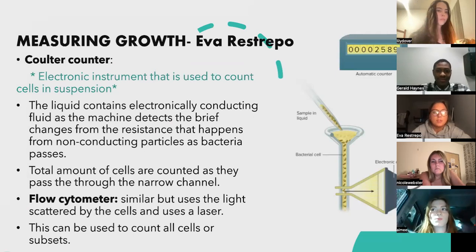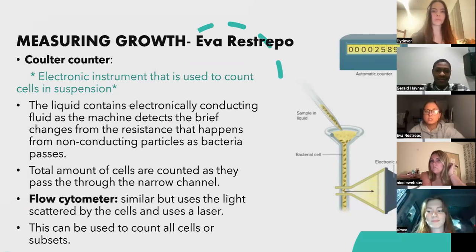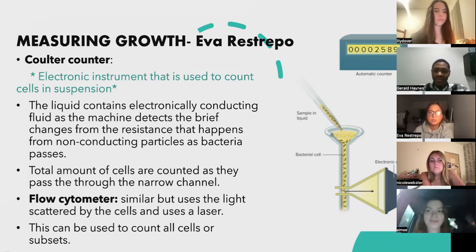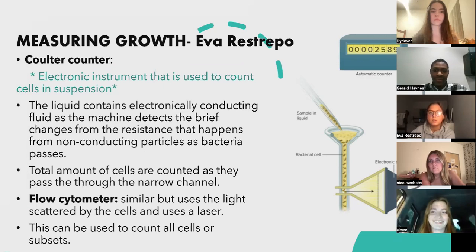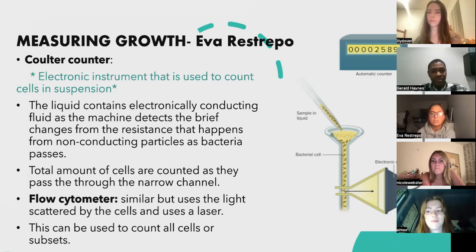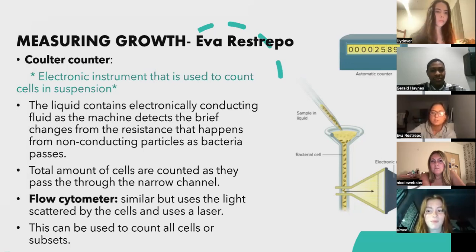And then another one is the Coulter counter, which is the one on the right in this picture. It's just an electronic instrument that is used to count cells in suspension. The liquid contains electronically conducted fluid as the machine detects the brief changes in resistance that happen from the non-conducting particles as the bacteria pass through. And that is how they find the total amount of cells, as they pass through the narrow channel.